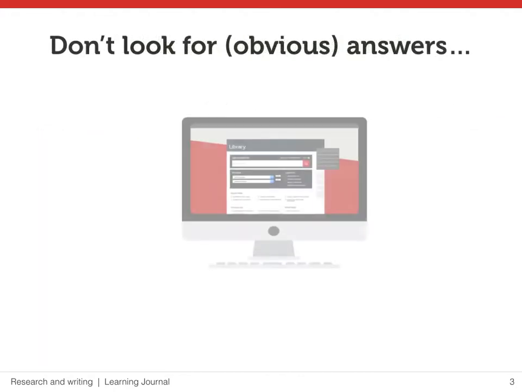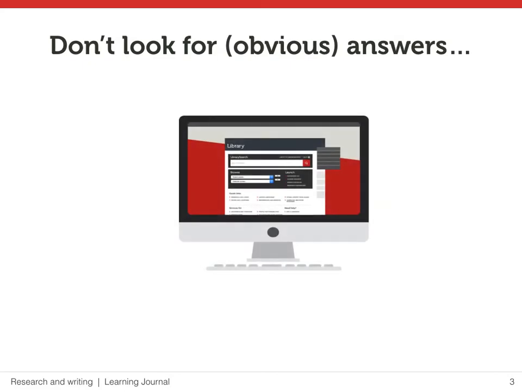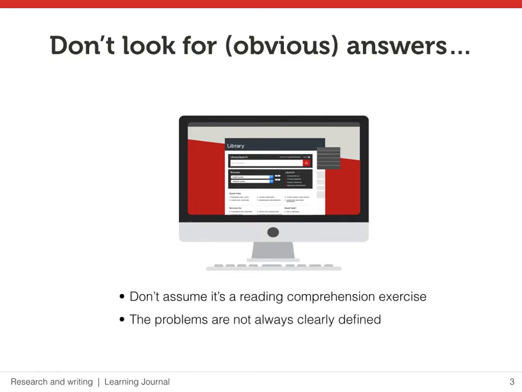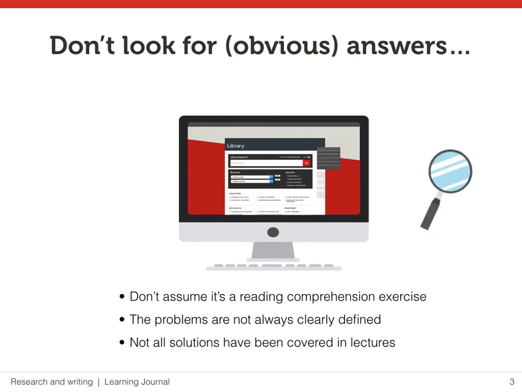There can be a lot of research, and fairly unguided research, involved in a case study. Don't assume it's like a reading comprehension exercise. The problems are not always clearly defined, and the solutions have not necessarily been covered in lectures. Think of your case study as a mystery puzzle with a few clues scattered through it.